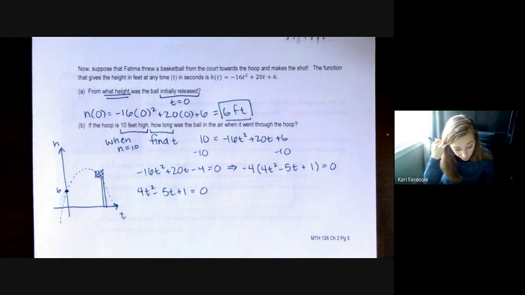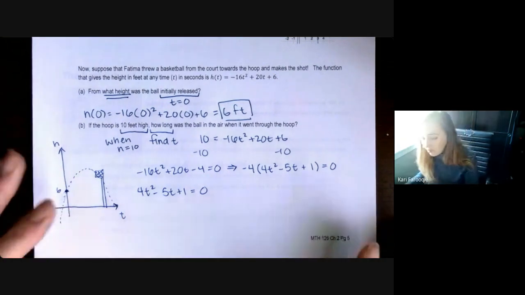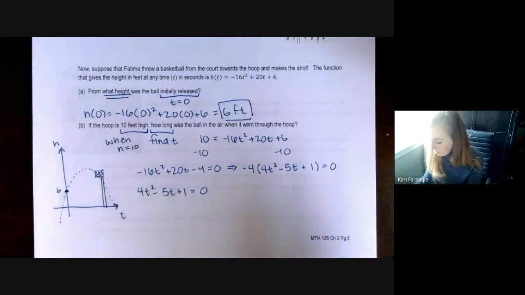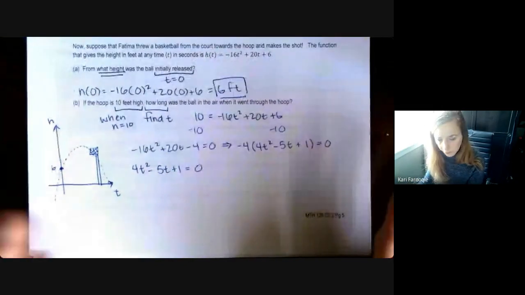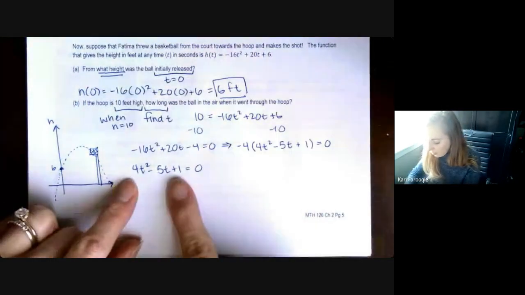You know what? Maybe I'll do factoring one more time on this, and then for the next one we have to do, I'll do the quadratic formula. I just like factoring. It's just easier, I think. Fewer places where you can make a mistake. I'm going to use the AC method.